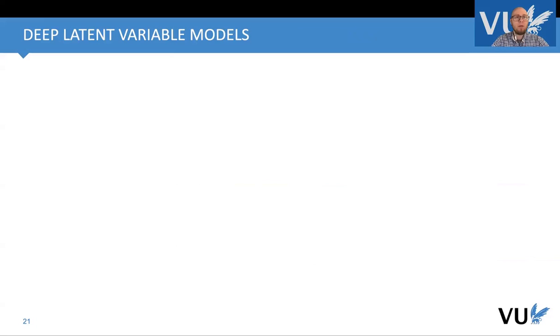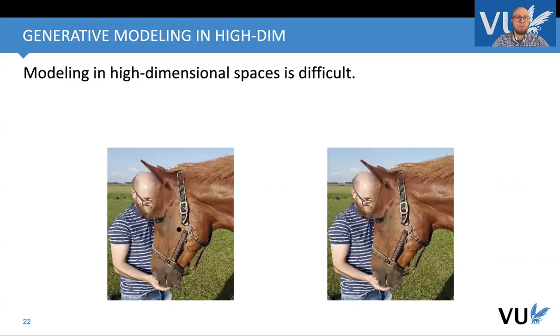So now we will discuss deep latent variable models. If we think about modeling in high-dimensional spaces, this is a very difficult task. And why is this difficult?